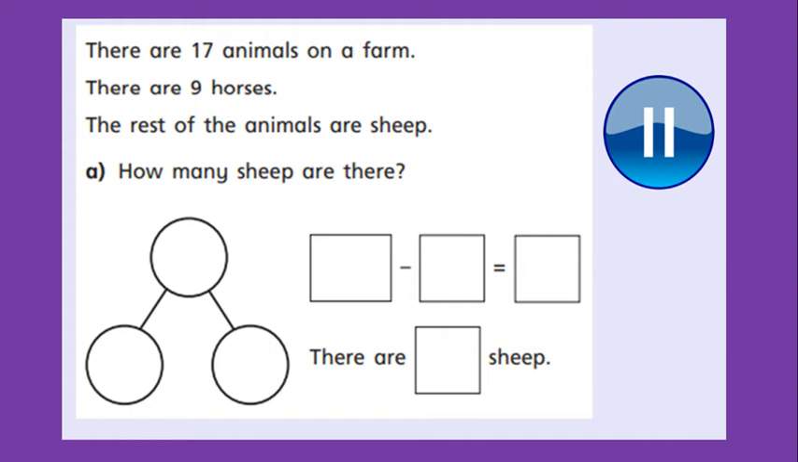And then what you need to do is complete the number sentence to make this story make sense. Okay, so tell me how many sheep there are and then complete the number sentence so that this story makes sense. Pause the video, work it out, and we will check on the next slide.